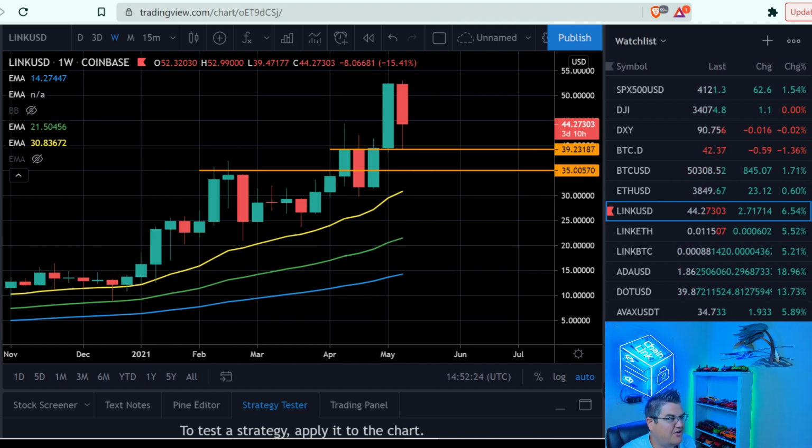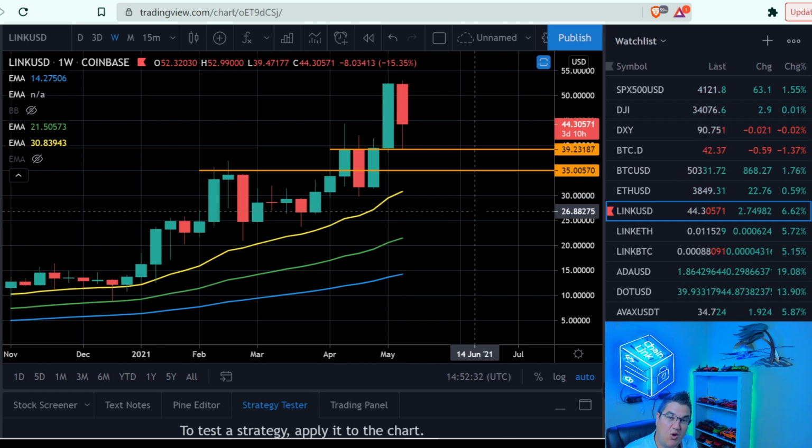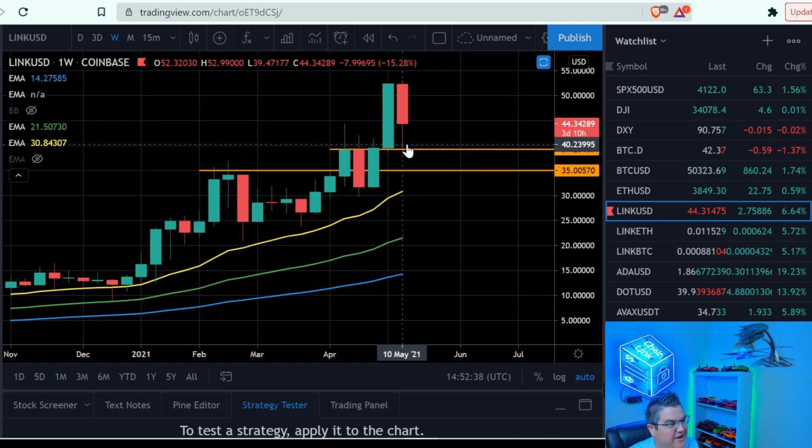Okay, going into the weekly chart of Link USD. To start off, we're going to go with Link USD, Link Ethereum, Link Bitcoin. Going to show you some cool stuff today. Stay tuned. Jumping right on it.